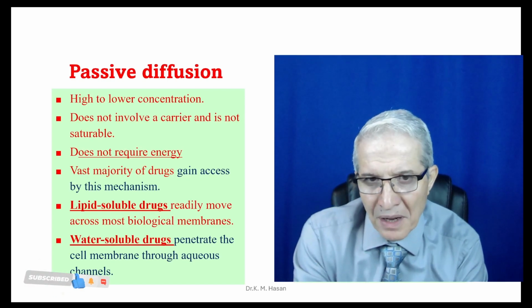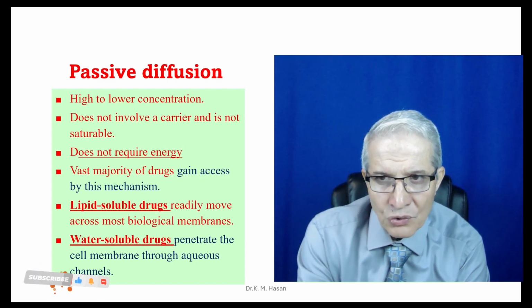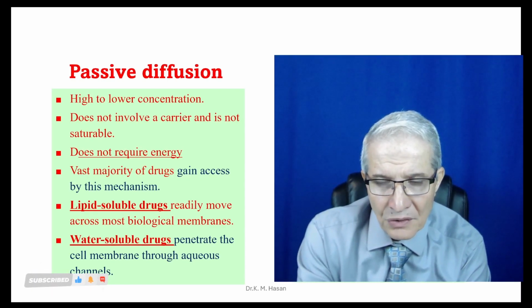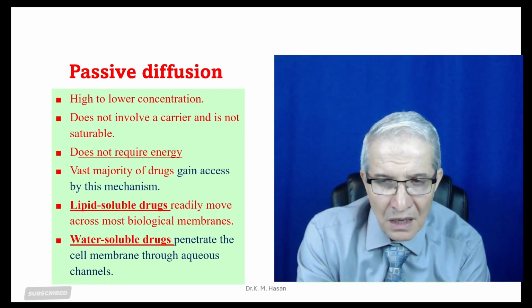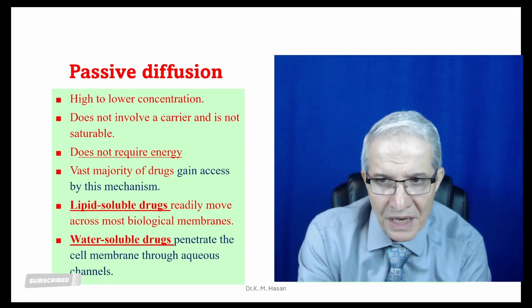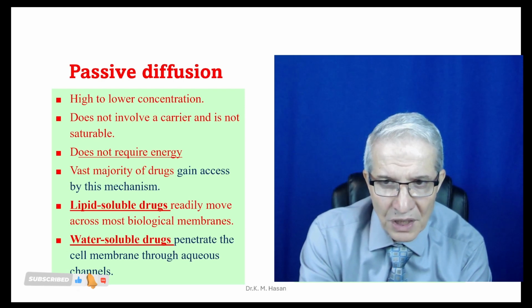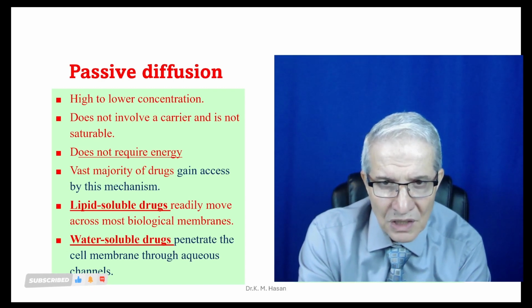Speaking about passive diffusion, here the drug moves from high to lower concentration. The process does not involve a carrier and is not saturable. It does not require energy from ATP. The vast majority of drugs gain access by this mechanism. Lipid soluble drugs readily move across most biological membranes. Water soluble drugs penetrate cell membranes through aqueous channels, like pores or fenestrations in the cell membrane.